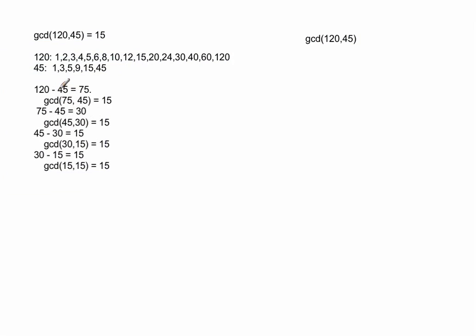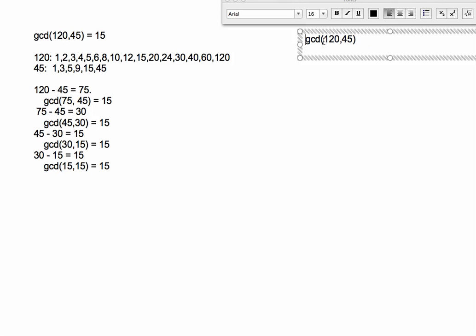We subtracted off 45, but we didn't just subtract off 45 once. We actually subtracted 45 off twice. And when we subtracted 45 off twice, what we were left with was 30. Now, we can summarize that actually in a little division problem. We can summarize the fact that we subtracted 45 twice. In other words, 45 goes into 120 2 times. So 120 is equal to 45 times 2, but there's a remainder. What's the remainder? The remainder is 30. Okay?